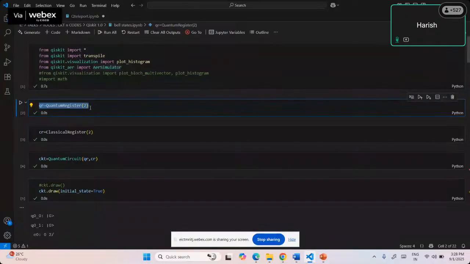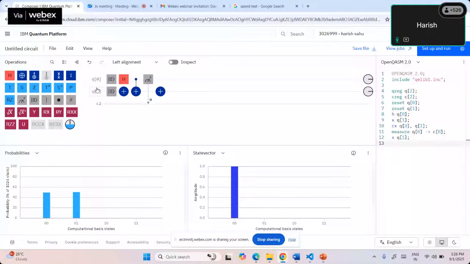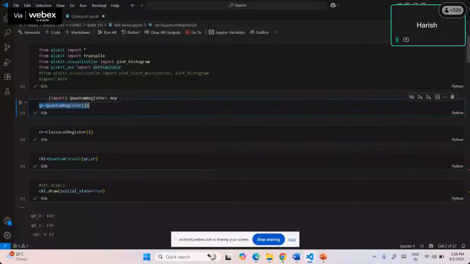Otherwise, if you remember from the composer, you need to add qubits here. You need to add qubits for this thing. In Qiskit, you simply write quantum register of this length, and then it will create accordingly.